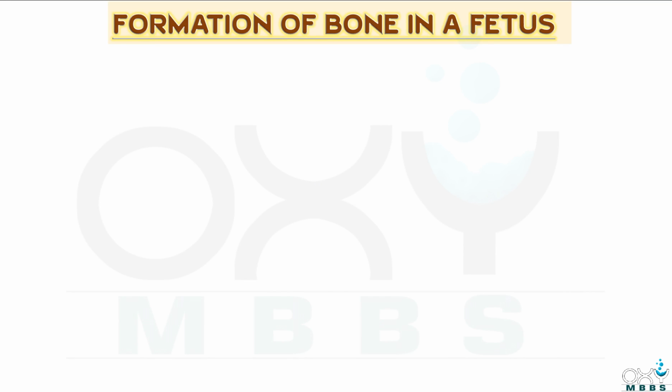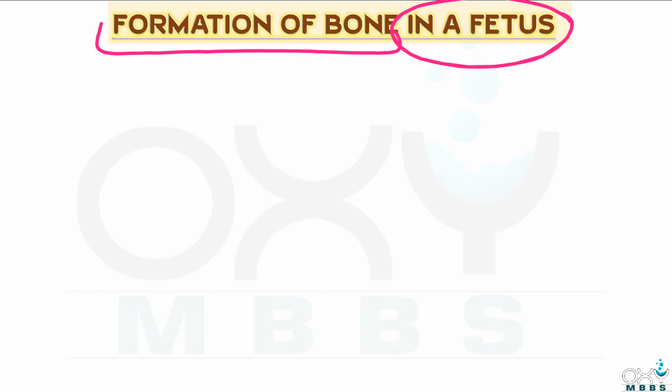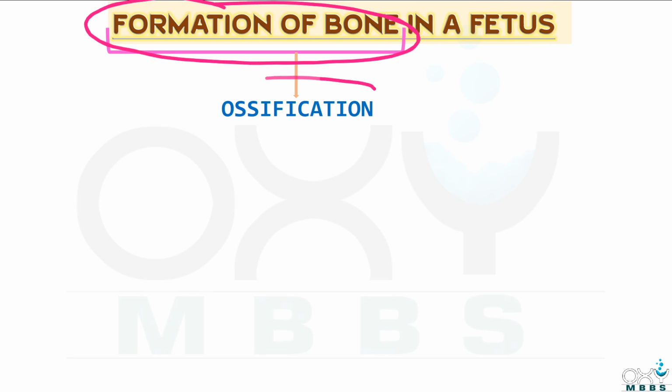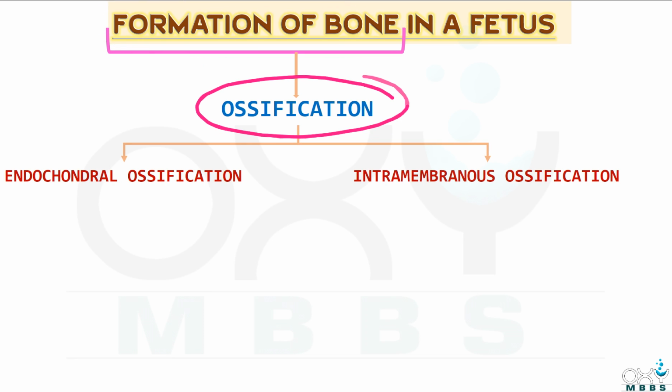Hi friends, in this video we will talk about the formation of bone in a fetus. Remember friends, in a fetus, it means during fetal life, and this process of bone formation is called ossification. And bone is formed mainly by two methods. One is endochondral ossification and second one is intramembranous ossification.